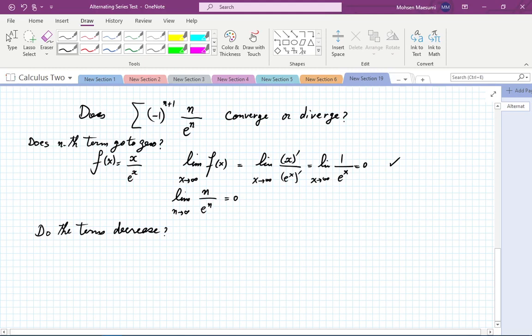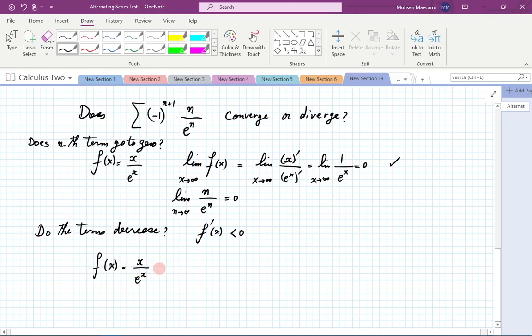Like if after x equal to 5 it was decreasing, that is okay, or if after x equal to 10 it was decreasing. That's all we need, is that after some point the function becomes decreasing. So how do we establish that? The way to establish that is to show that the derivative of this function is negative. Is it? So let's go ahead, take this function. It was x over e to the x.